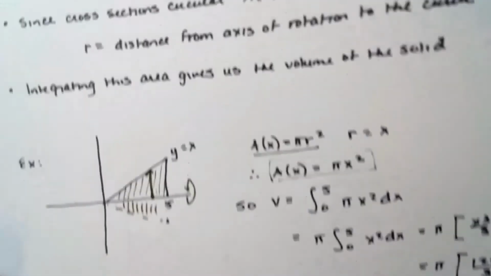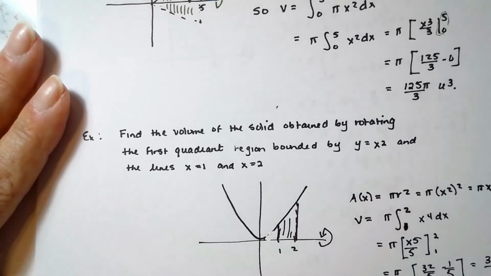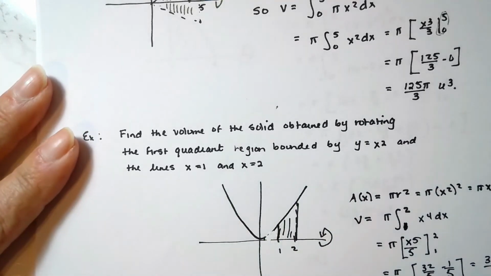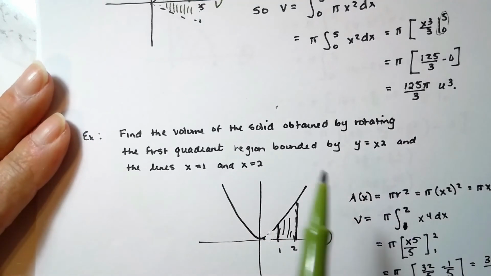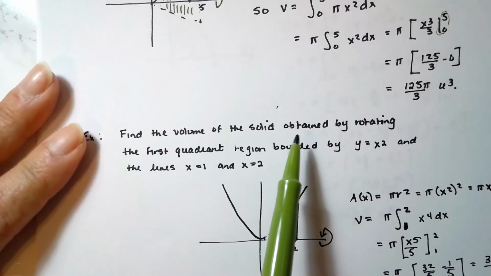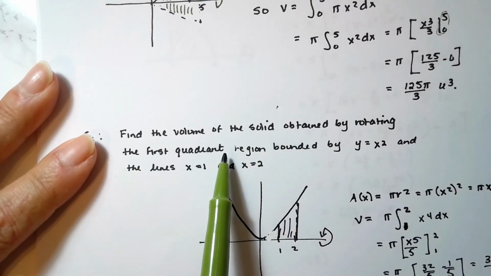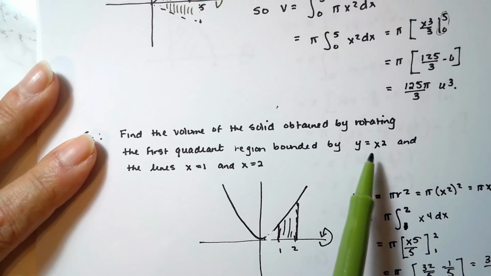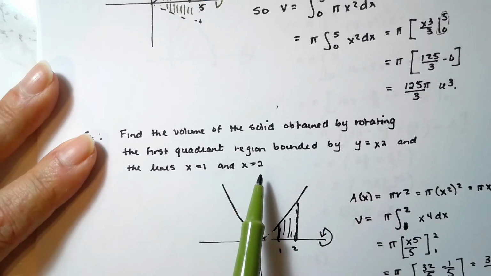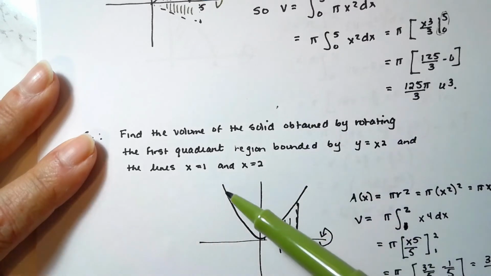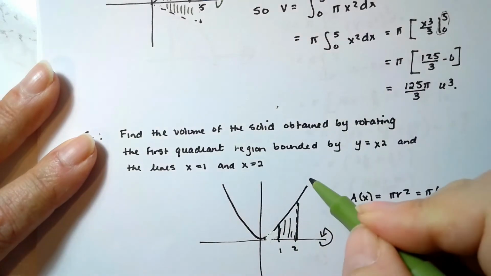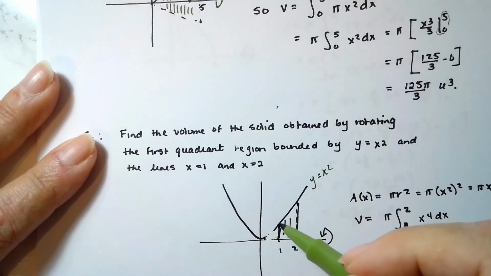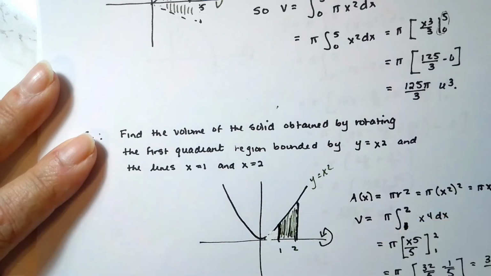In the next example, a lot of times you're going to get it in words. You're not going to have a picture, so you're going to want to make a little sketch. Find the volume of the solid obtained by rotating the first quadrant region bounded by y equals x squared and the lines x equals 1 and x equals 2. Well, here's y equals x squared, and here are the lines x equals 1 and x equals 2. So this is the area I'm talking about.